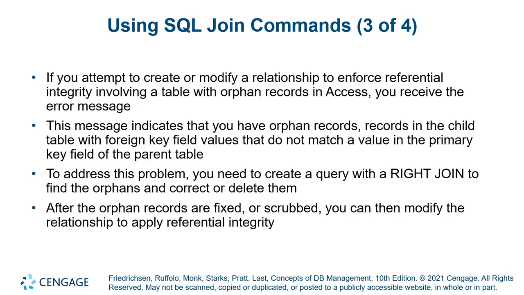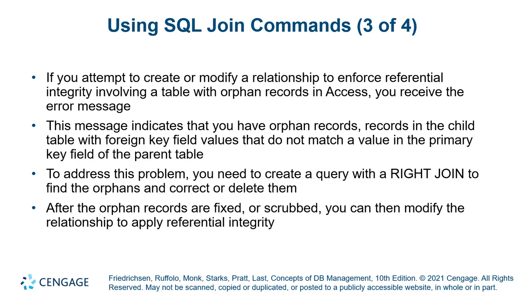So in the case of employees and projects, right? If we're talking about the employee ID field, the employee table is the parent, the projects is the child, because the primary key of employee ID is in the employee table, and the foreign key of projects is the employee ID in the projects table. So an orphan record in that case would be a project that exists in the projects table with an employee ID that does not exist in the employee table. That would be an example of an orphan record.